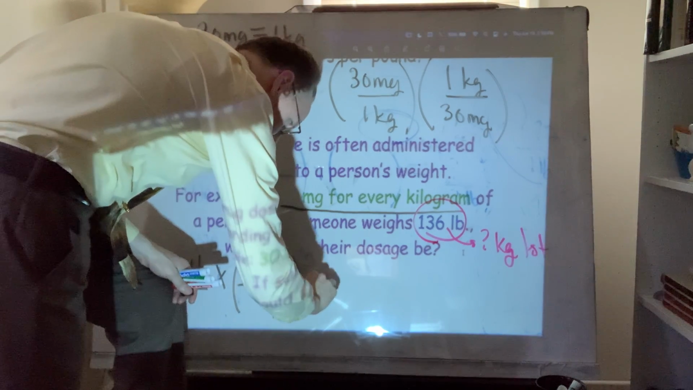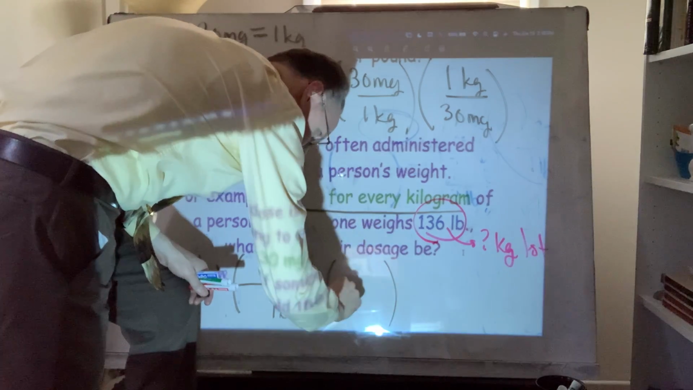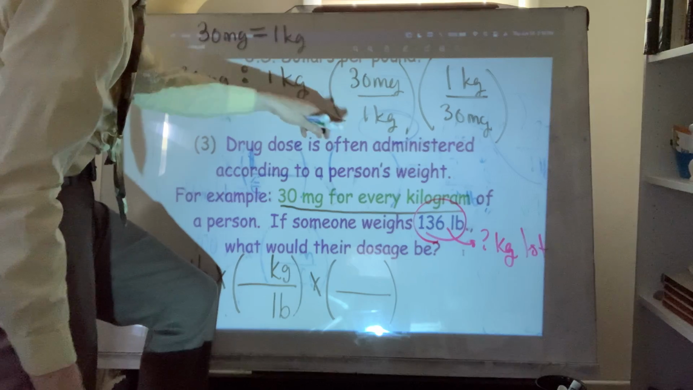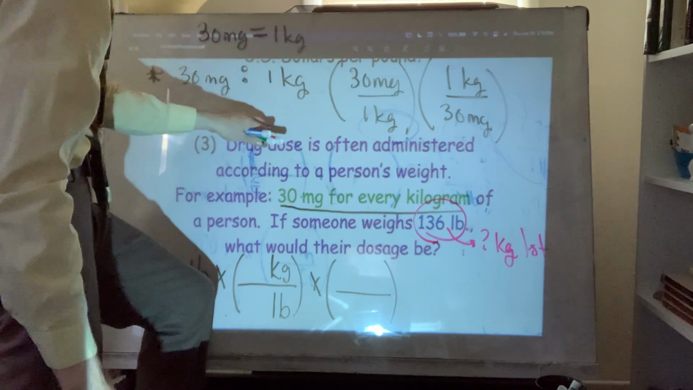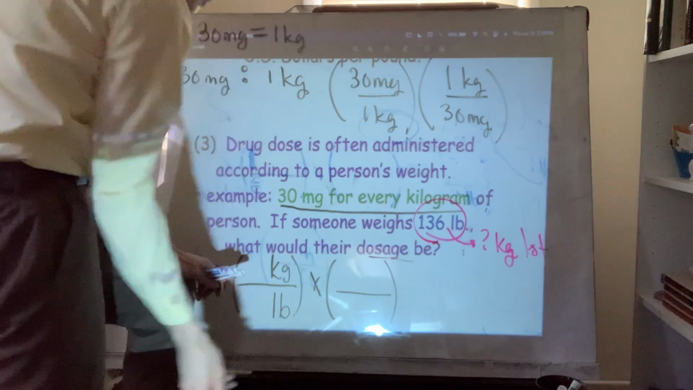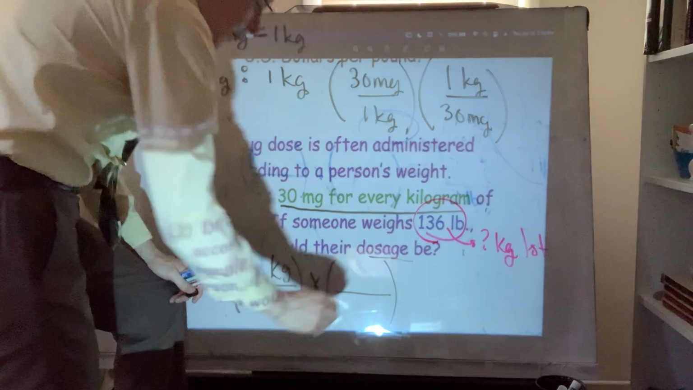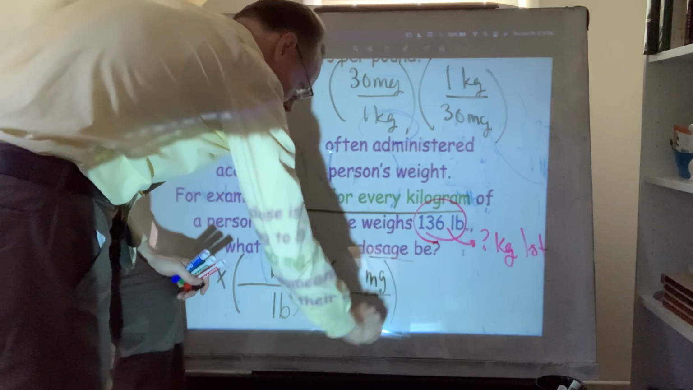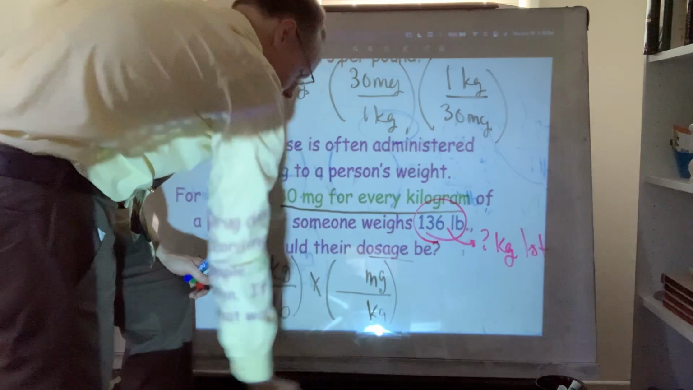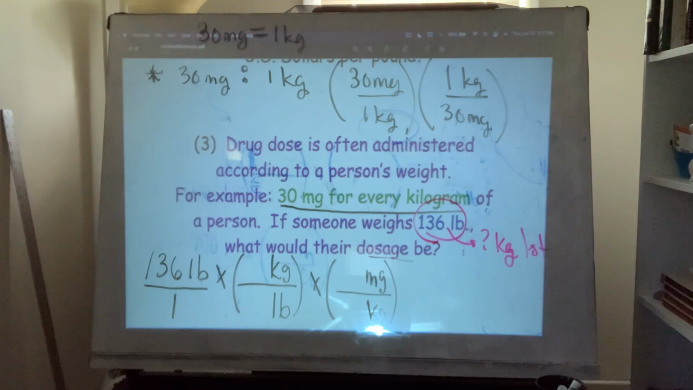Next to it, I'm going to put a second conversion factor, which would be one of these orientations of the ratio of 30 to 1. So if I'm looking for a dosage, and the dosage is in milligrams, I want milligrams above the line, and I want kg below the line for kilograms. Now I'm going to fill in the numbers.